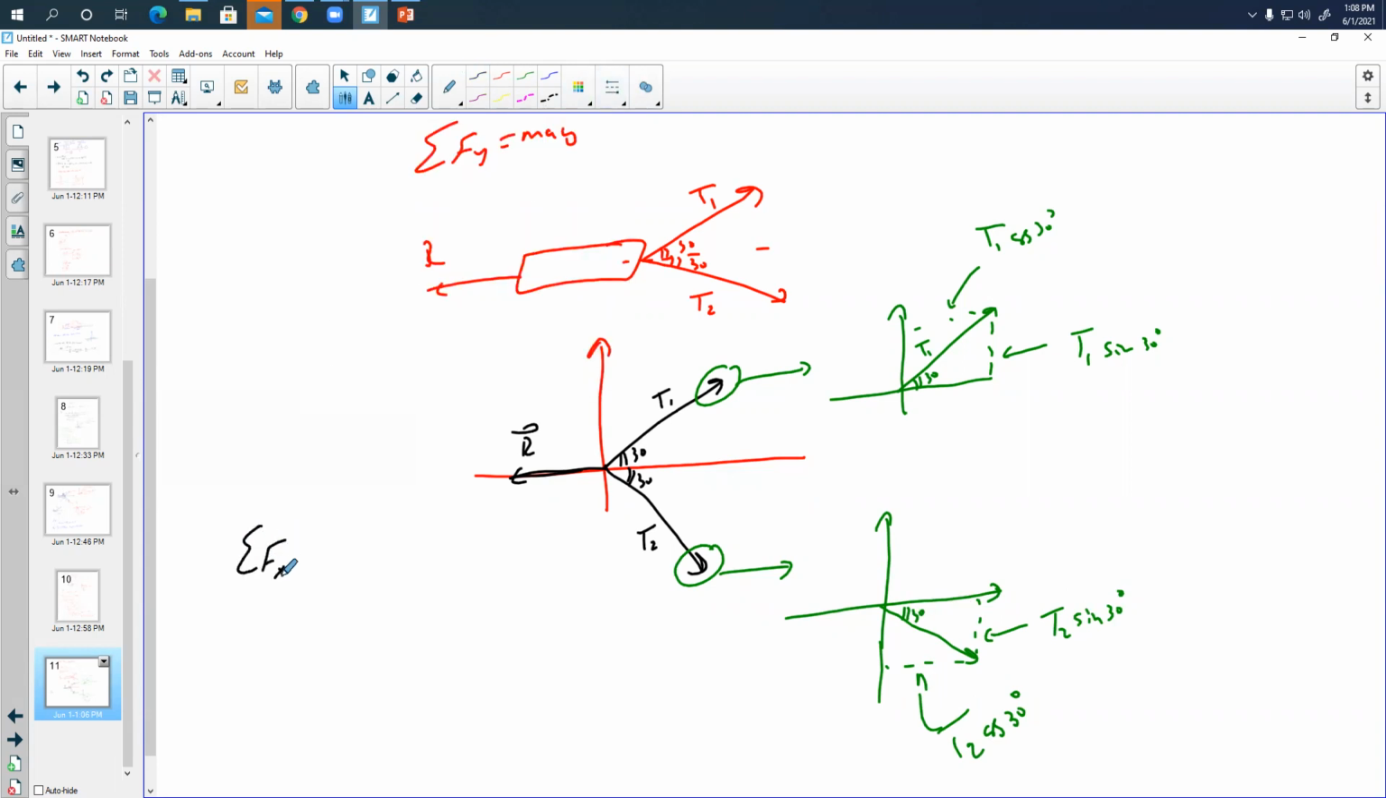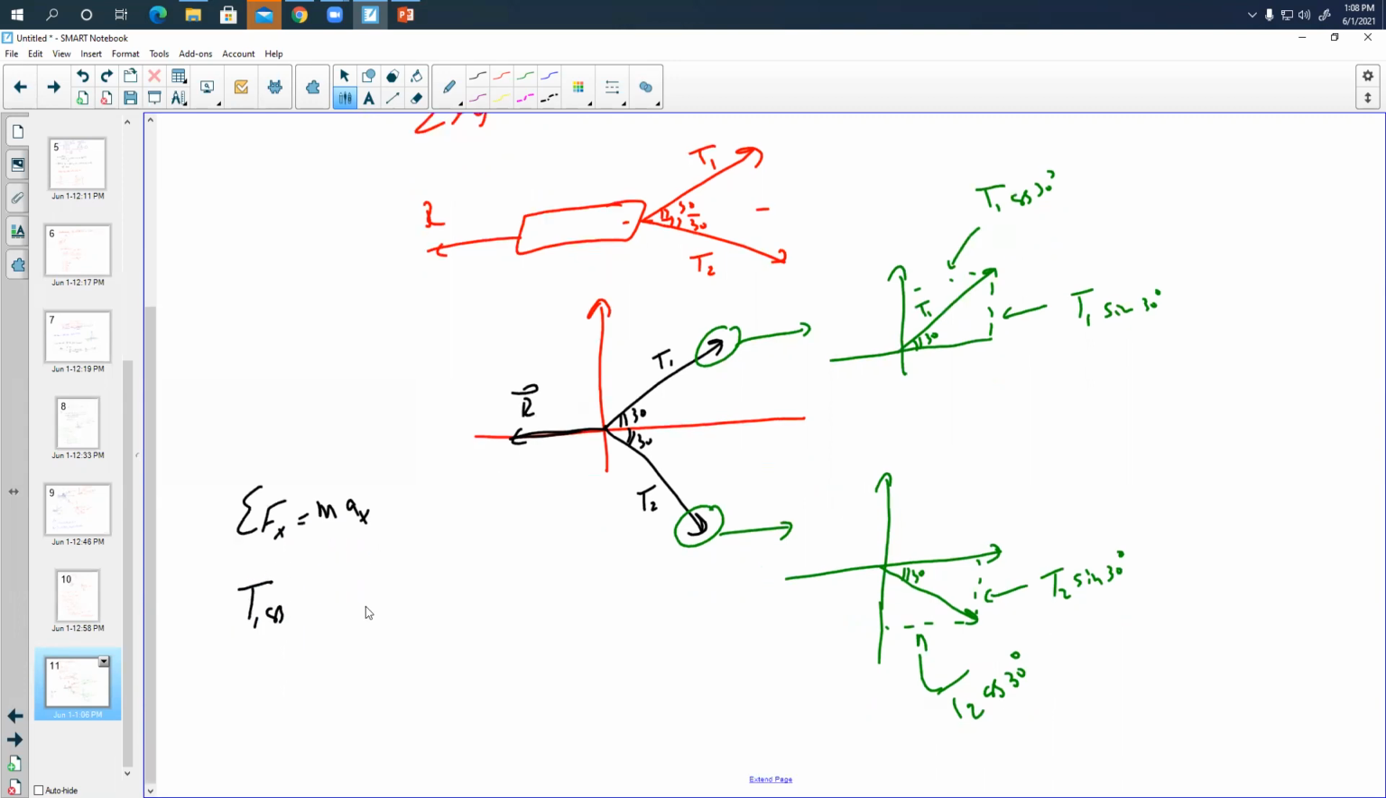So looking at the forces in the x direction, this is going to equal your mass times your acceleration in the x direction. So your forces in the x direction in this matter is going to be your T1 cosine 30 plus your T2 cosine 30 degrees.